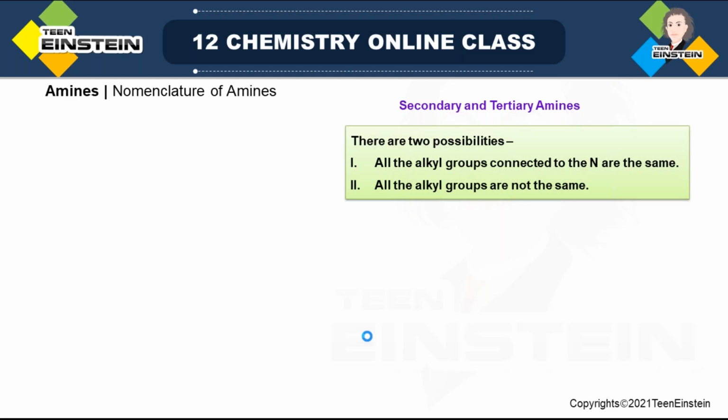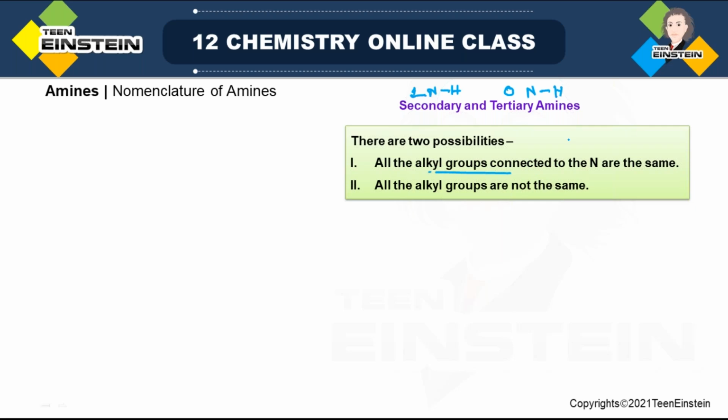All the examples that you have seen are primary, 1 degree. But what about secondary and tertiary? In secondary there will be 1 NH bond, but when it is tertiary, there are 0 NH bonds. No NH bonds are there. Under this condition, 2 possibilities are there, depending on whether it is simple or mixed. Remember, in the nomenclature, we have seen some examples of mixed. When it is simple, all the alkyl groups are the same, but it may not be so. So that is another possibility.